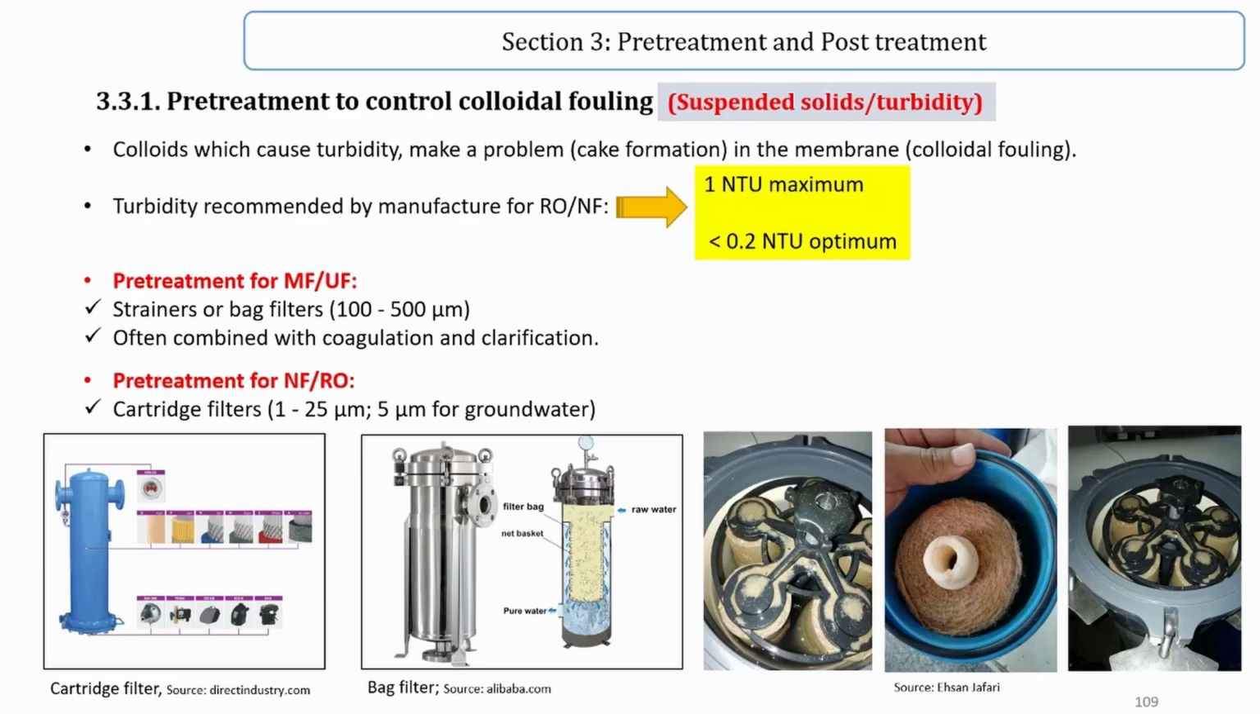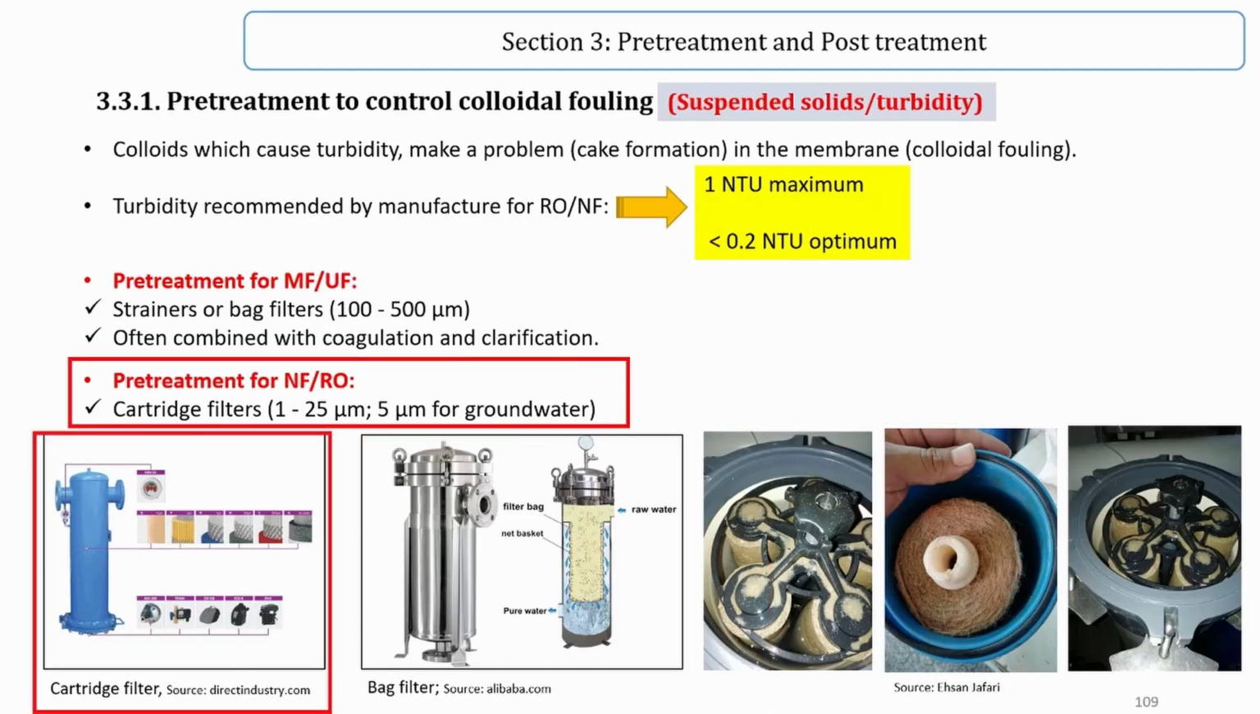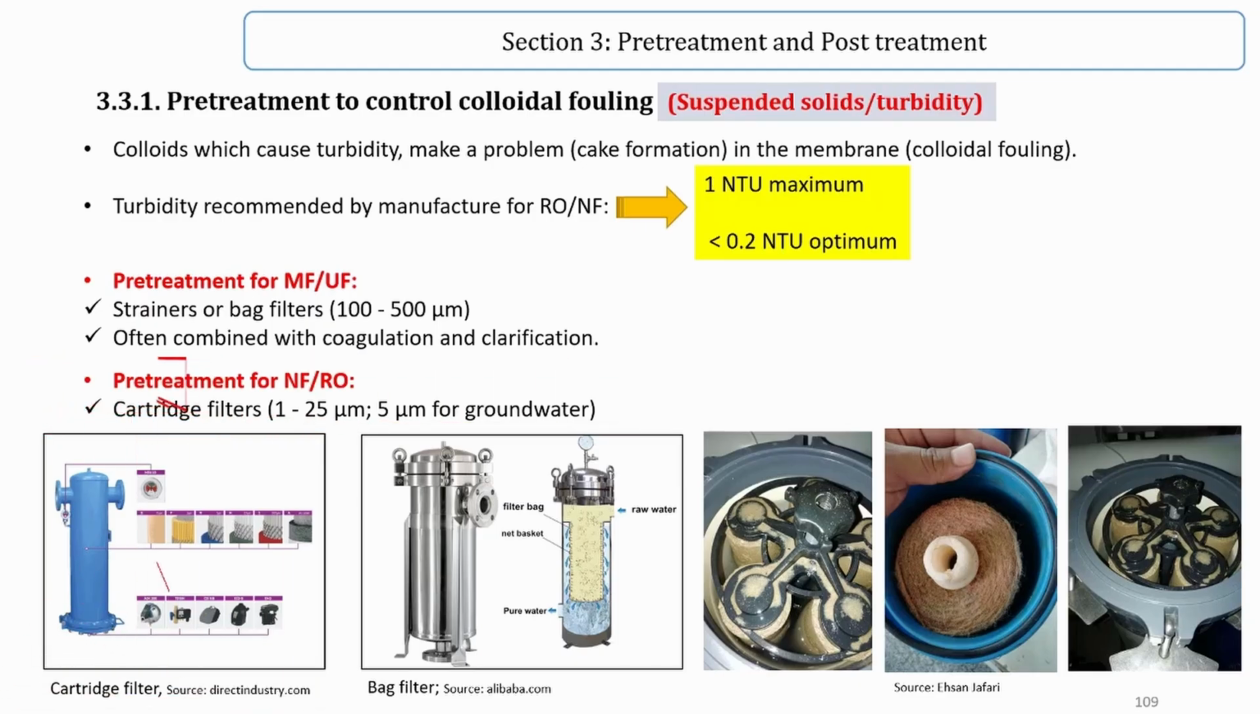For this reason, in high concentrations of colloids, it is combined with coagulation and clarification, because colloids have a negative surface charge, and using coagulants such as aluminum sulfate, flocs are formed and through clarification and rapid sand filtration can be removed. For nanofiltration and reverse osmosis, cartridge filters with a size range between 1 to 25 micrometers, and for groundwater 5 micrometers, are recommended.